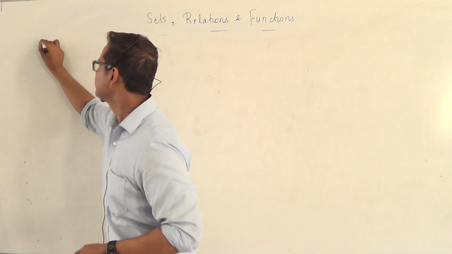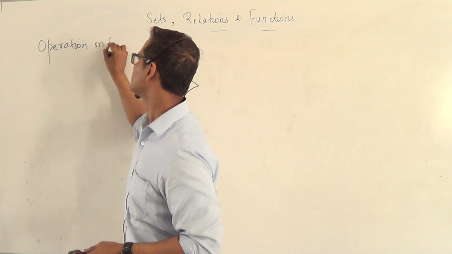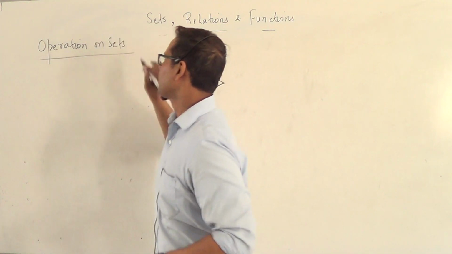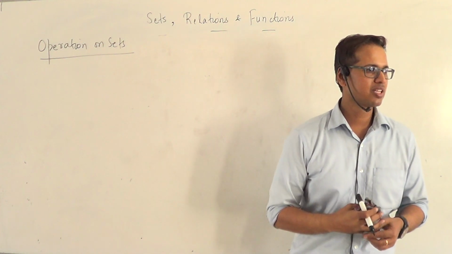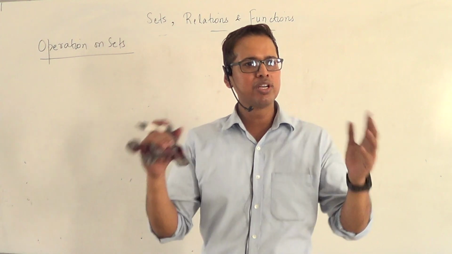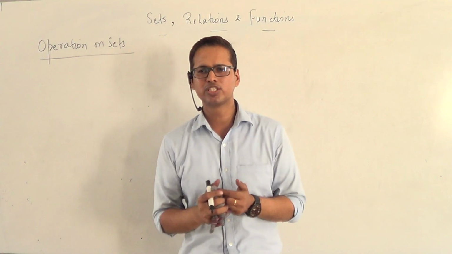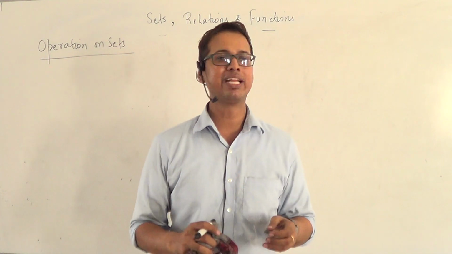Operation on sets is something which you have already learned. I'm just quickly recapping it. And I will be explaining the operations through something called a Venn diagram. Venn diagram is basically a pictorial representation of sets, which was jointly found out by Euler and John Venn.